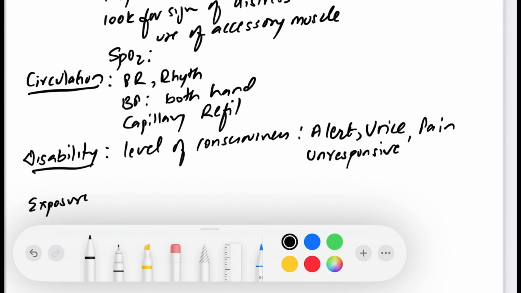If possible, look for pupil reactivity as well. This is for disability, to know whether the patient has sustained any injury to other parts of the body. Exposure is a general assessment of the patient. I don't think this is mostly needed during the tachycardia assessment, but it's generally done during the emergency visit.